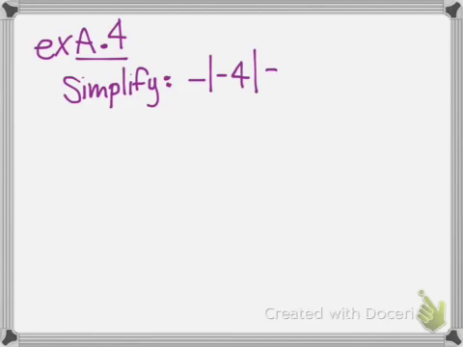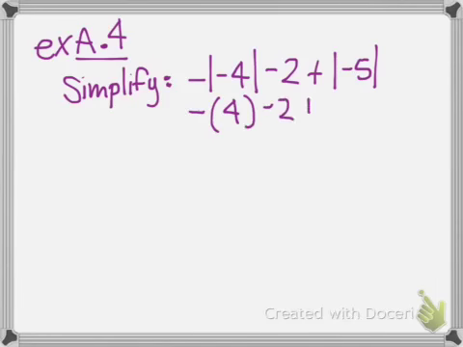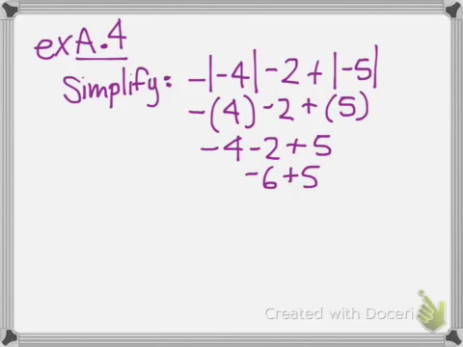Example. Simplify. The absolute value of negative 4 minus 2 plus the absolute value of negative 5. So the absolute value of negative 4 is 4. There's a negative before that, so we get negative 4 minus 2, and the absolute value of negative 5 is 5. So negative 4 minus 2 plus 5, we get negative 6 plus 5, which is negative 1.